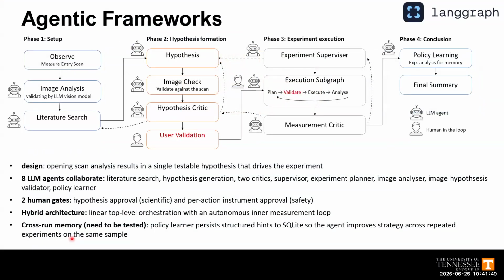Now, just an example of an agentic framework that can be done. This is something that we've actually been working on, where we show different phases of how an agentic framework can be created with a multi-agent system. We can have the agent observe some type of image and create an image analysis. We can have the agent, based on the input of the user, search through literature, create a hypothesis, and maybe have a critic.